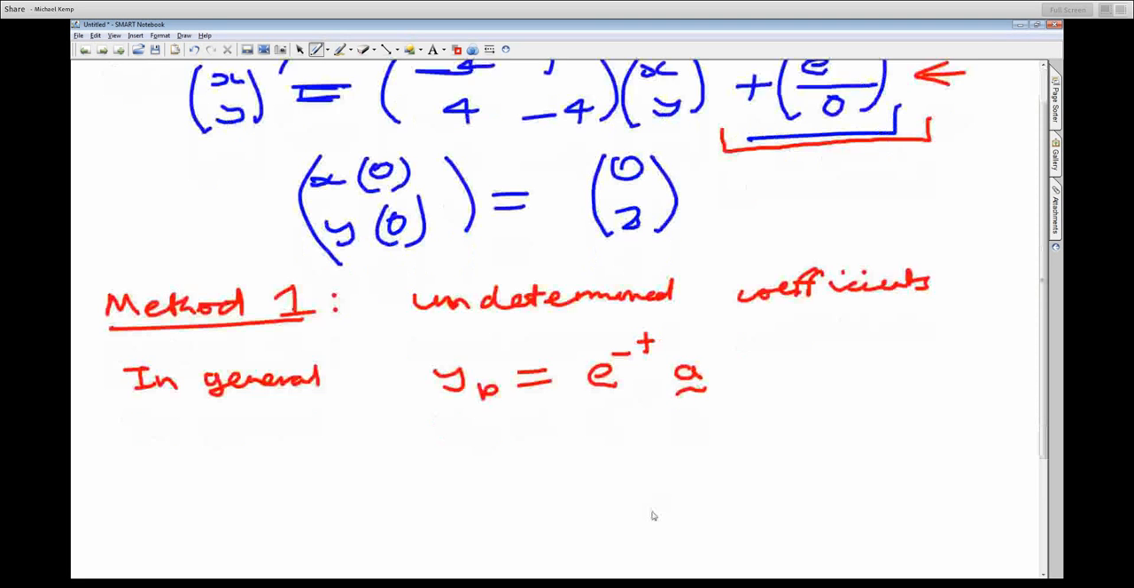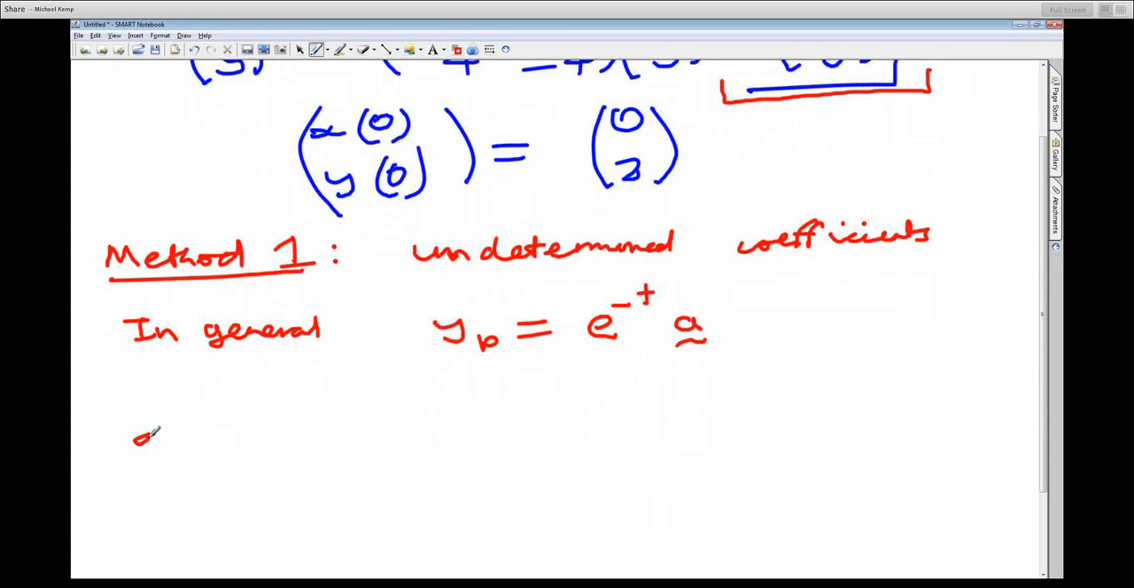So let G be the inhomogeneous term. If it's got e to the minus kt times something or other, a vector v, then you're going to guess e to the minus kt times some other vector a. I'll be careful with not overusing letters here. And a will be unknown, and we'll go through the system working it out, which I'll do in this example.